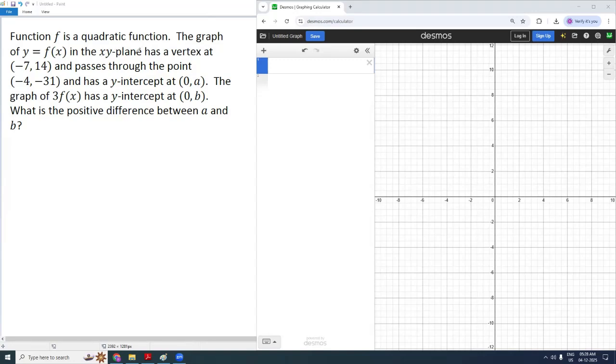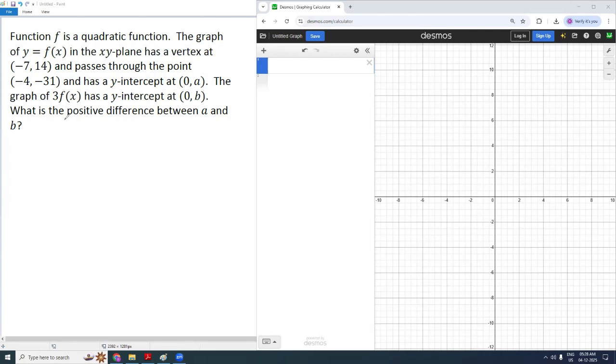Function f is a quadratic function. The graph of y equals f of x in the xy plane has a vertex at -7, 14 and passes through the point -4, -31 and has a y-intercept at 0, a. The graph of 3 times f of x has a y-intercept at 0, b. What is the positive difference between a and b?